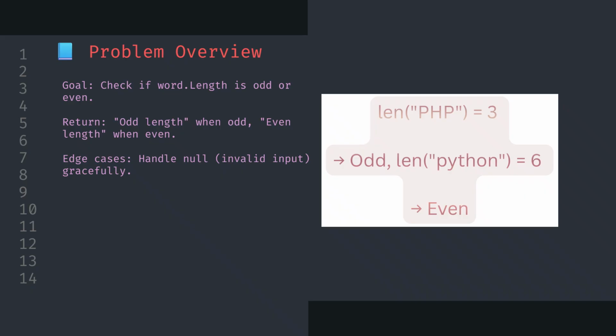We need a tiny function. Given a string, return a user-friendly label depending on whether its length is odd or even. We also add simple validation so callers see clear behavior for null or unexpected inputs.